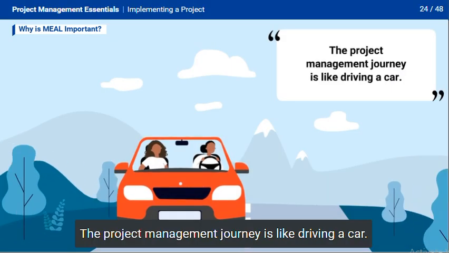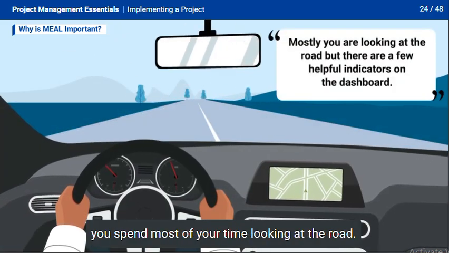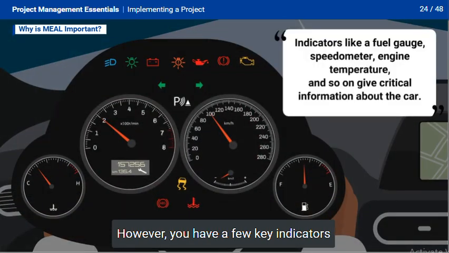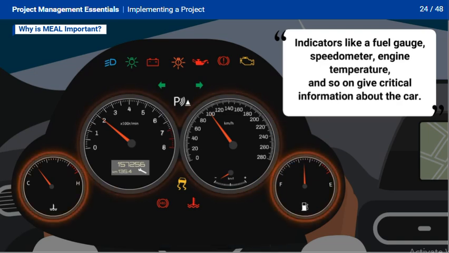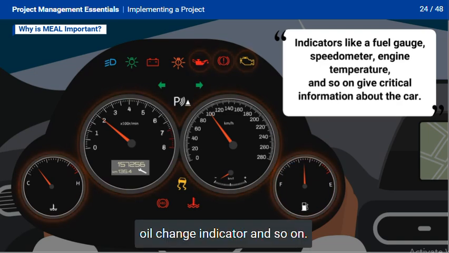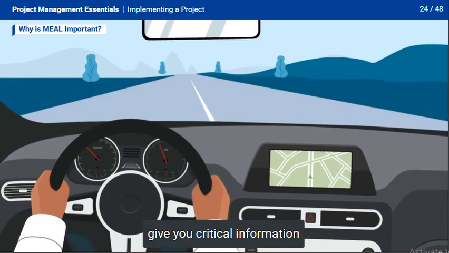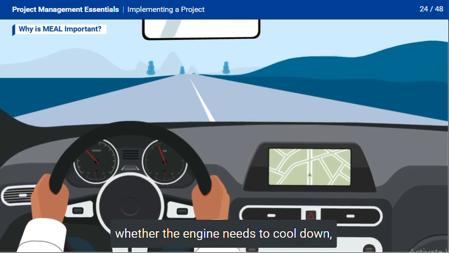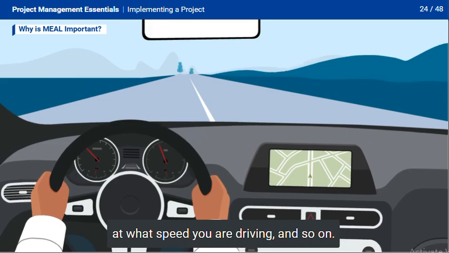The project management journey is like driving a car. When you drive a car, you spend most of your time looking at the road. However, you have a few key indicators on the dashboard to help you. You have a fuel gauge, a speedometer, engine temperature, oil change indicator, and so on. These indicators give you critical information about your car, that you have enough fuel, whether the engine needs to cool down, at what speed you are driving, and so on.